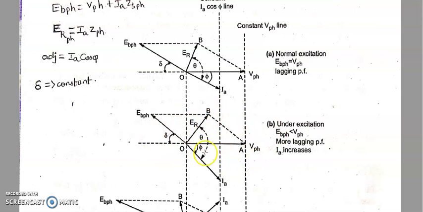So this is all about under excitation. You can see one more thing: theta is again approximately equal to 90 degrees and delta is constant. V phase is constant, and the IA cos phi line is again the same as the earlier length, so the product of IA into cos phi also remains constant.